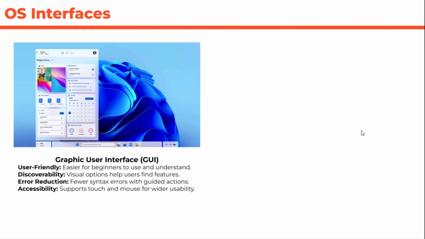So what about accessibility? Well, accessibility has been massively improved because anybody can use a computer now pretty much, and it supports touch and mouse for wider usability. So that's touch screen is what it's talking about there.